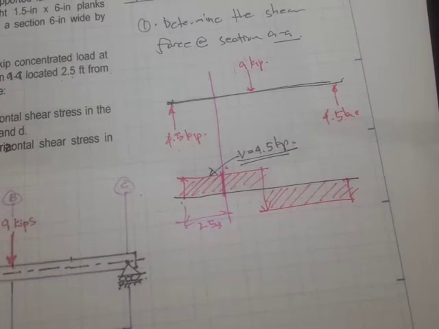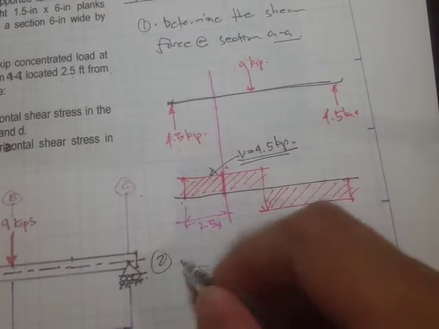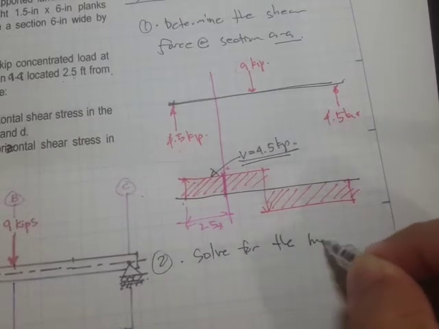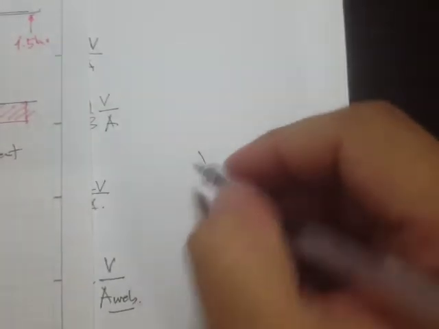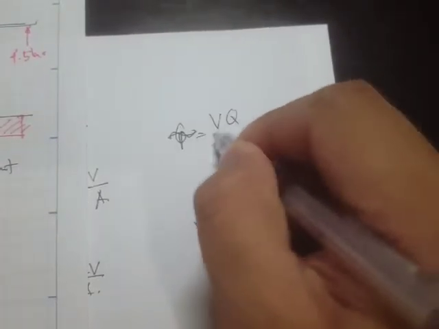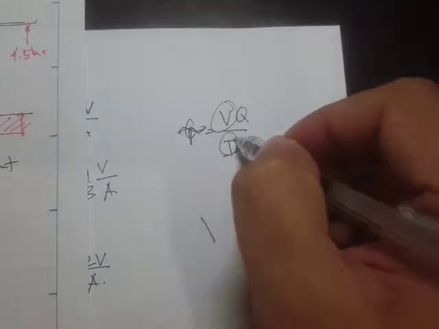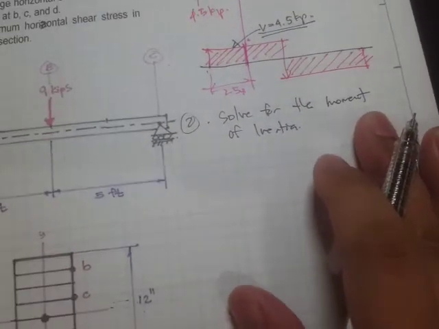Okay, the next parameter that we are going to find is the moment of inertia. So we solve for the moment of inertia, because here's our working equation. Our working equation is shear stress is equal to VQ all over I T. We have V, and now we are going to solve for I, and later on for the Q and the thickness.